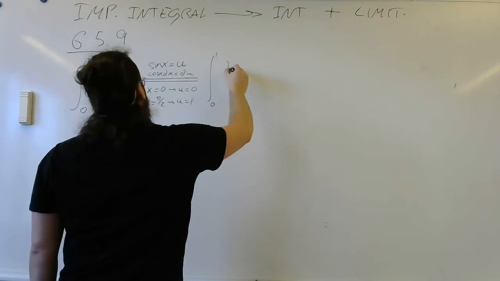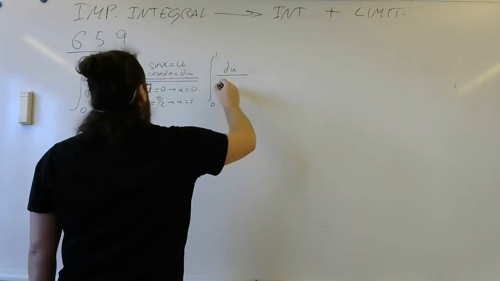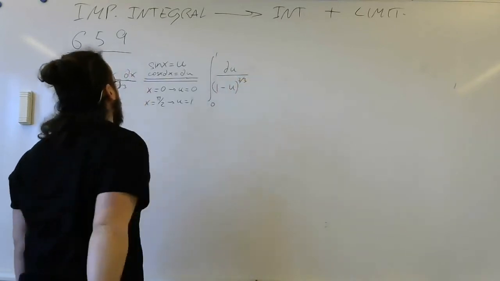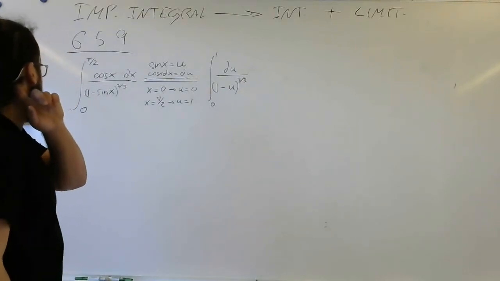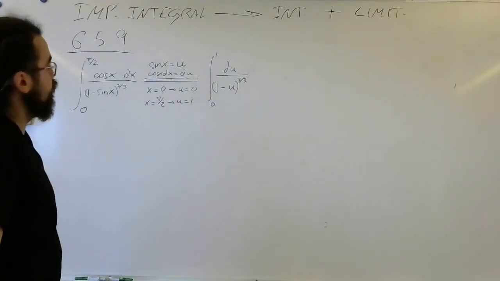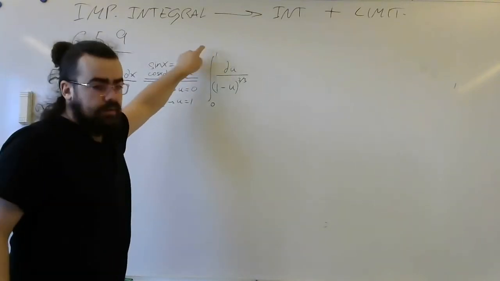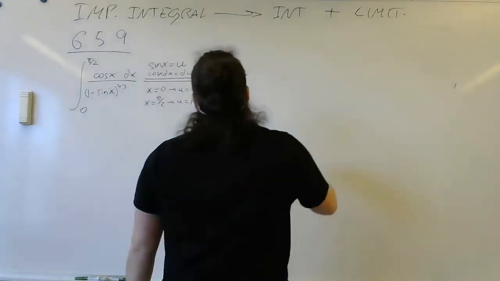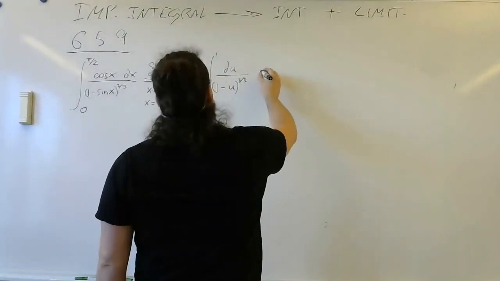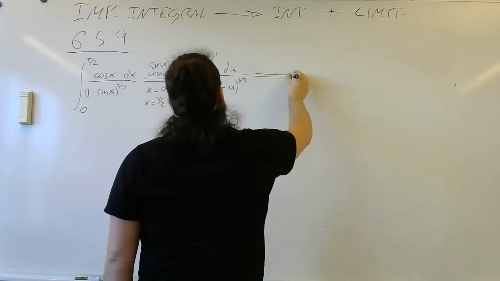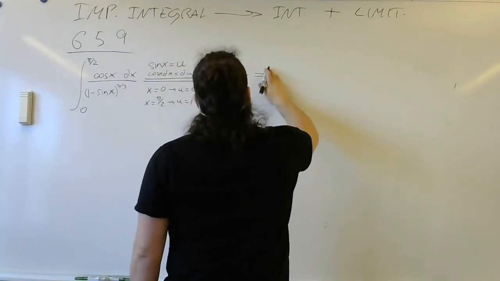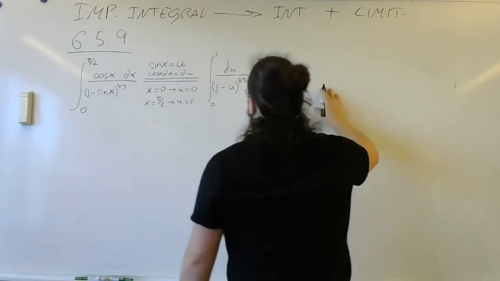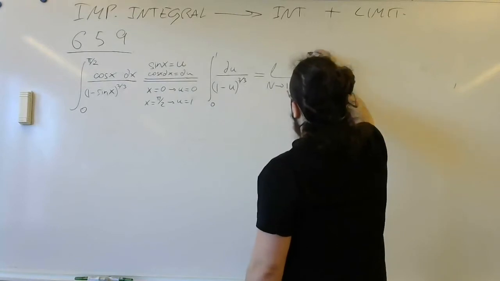of differential of u, over (1 minus u) to the 2/3. So now which problem do we find? In the upper bound, a zero denominator. So you have to do the exact same thing. We take the limit when the upper bound goes to 1 on the left, integral from 0 to n.